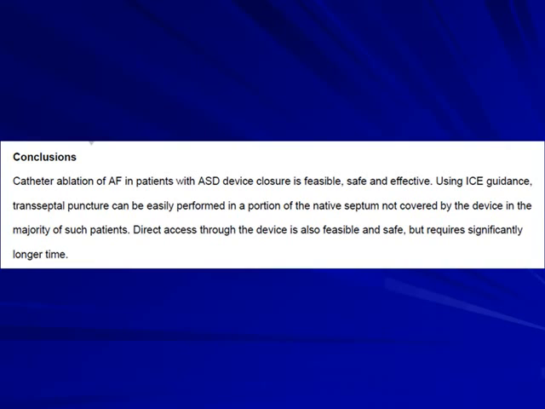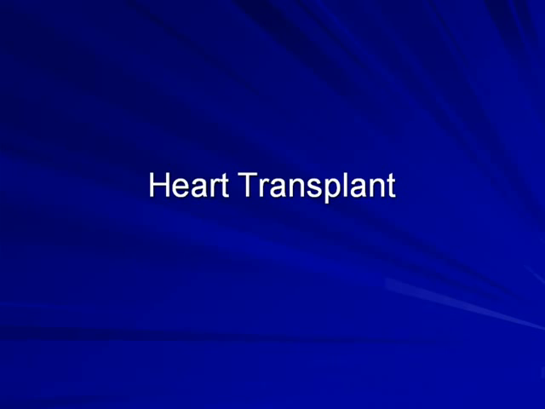using ICE guidance, transseptal puncture can be easily performed. We should have used quotations around the word easily. Performed in a patient with native septum that's not covered by the device. I don't find that terribly easy. I think you have to be careful to avoid it. And then even Dr. McCauley didn't mention it being easy going across the ASD closure device, going through it, because that was actually quite difficult. It took over an hour to get across with a single transseptal puncture.